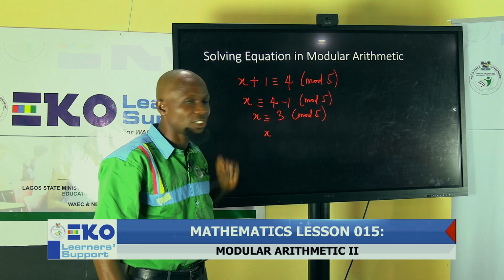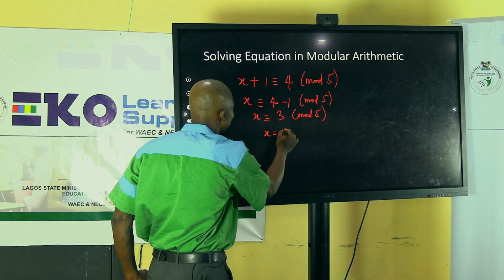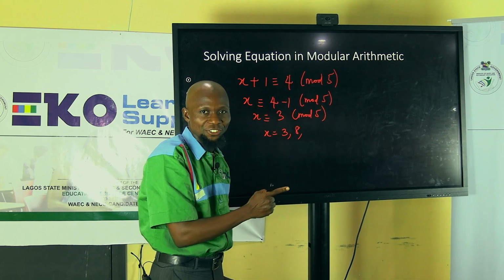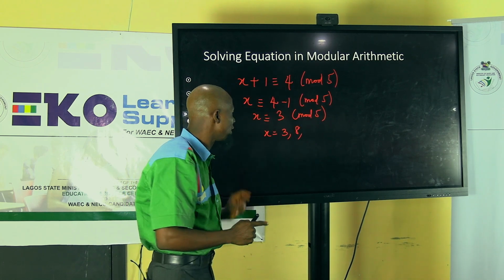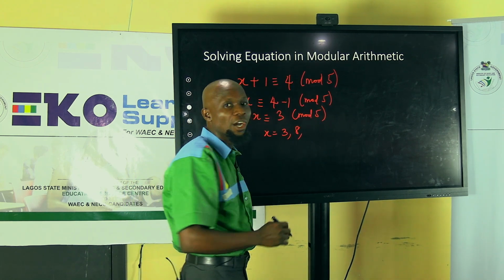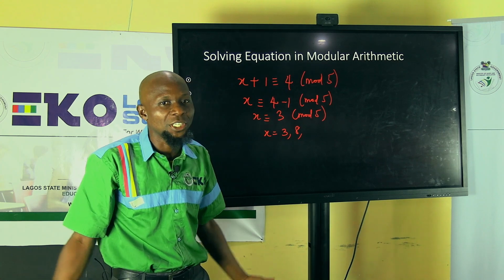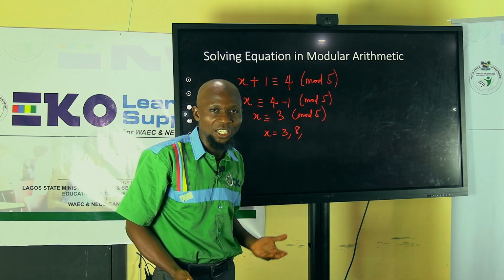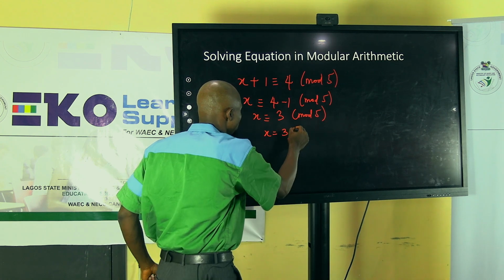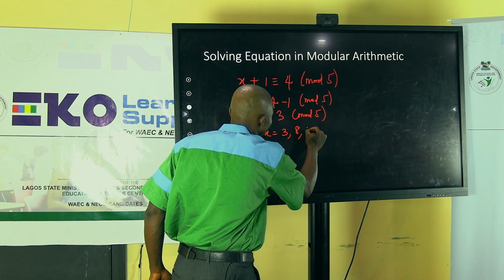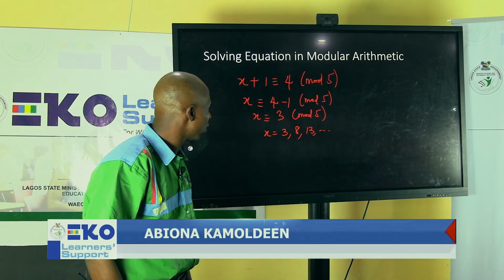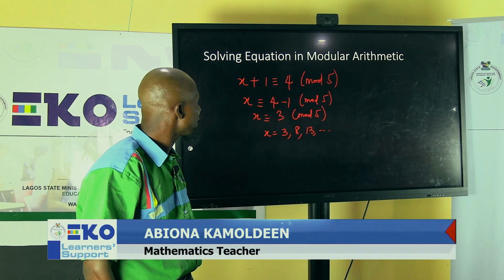So the answers could be x equals 3, you add 5 to it, 8. All the classes of 3 are the solution to the equation. So sometimes they request for the least value. So add 5 to 8, 13, and so on and so forth. So these are the solutions to that particular one.